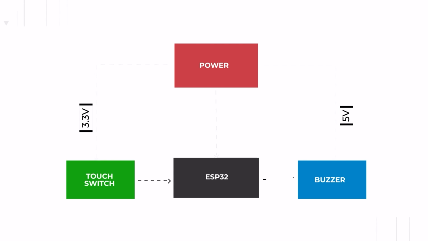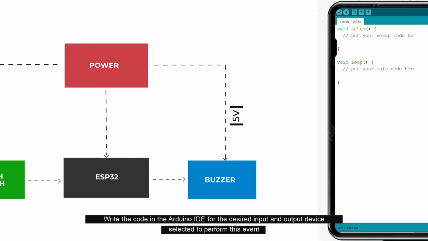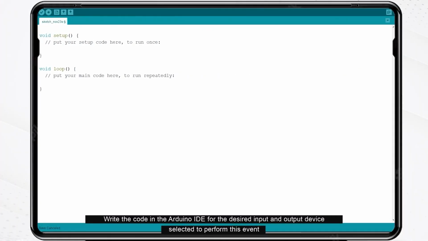Now connect the touch switch to the ESP32 as input, and the output from the ESP32 to the buzzer. Now write the code in the Arduino IDE for the desired input and output devices selected to perform this event.